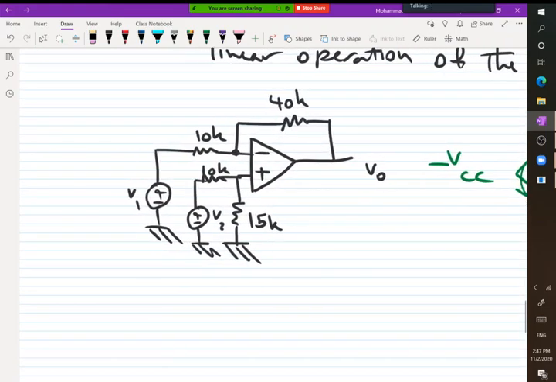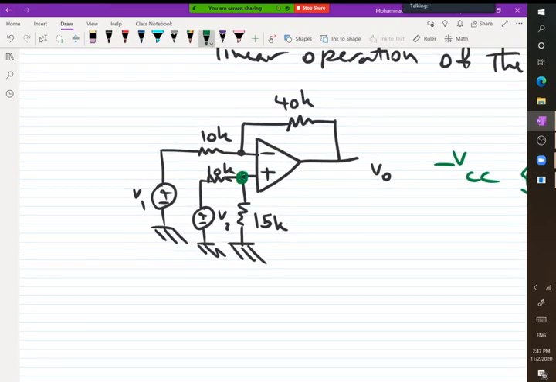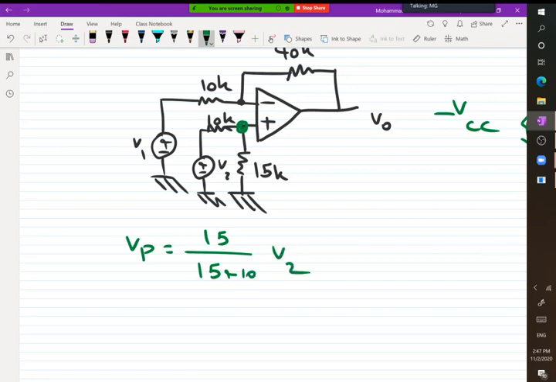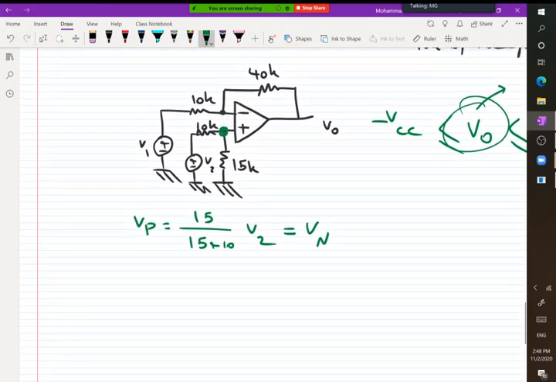This one is a subtractor, and of course we can simplify the VP. VP is equal to 15 over (15 plus 10) times V2, okay, and it is equal to Vn. So this one is something we know. And then we write the KCL for this point, for this node.